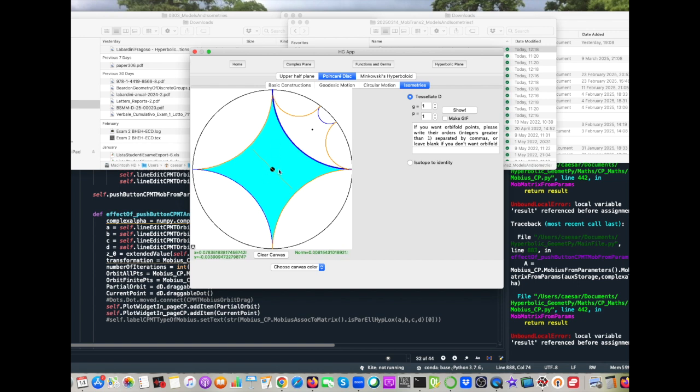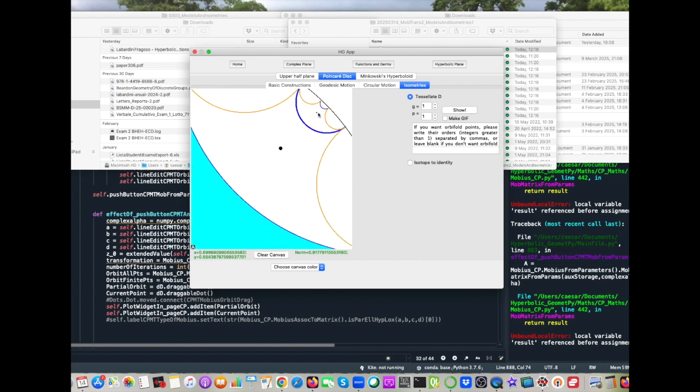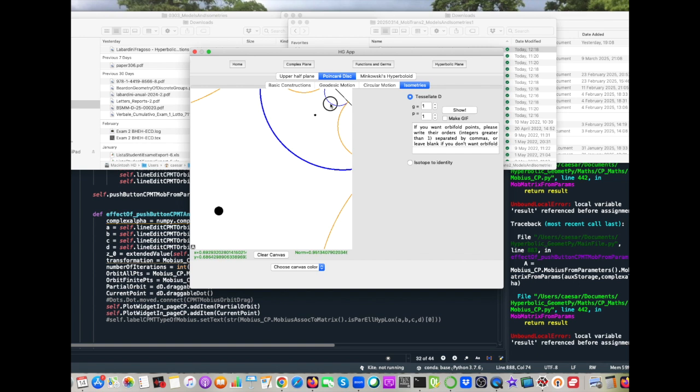I applied it to this blue, funny-looking square, and when I click on this, the square is applied. So this is the image of this under the square of the transformation. This one here is the image under the cube of the transformation. And you keep going.